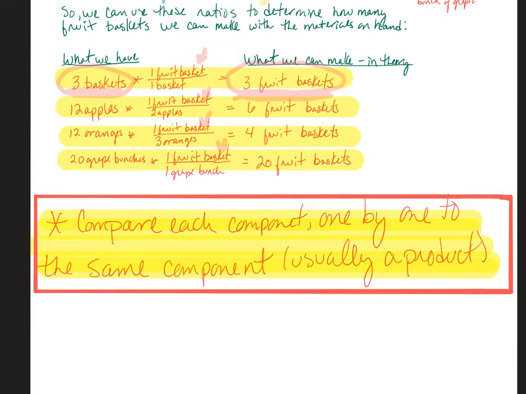That's the least amount of something that we had as a product. And so that means our limiting reagent was the number of baskets. So our theoretical yield in this case would be 3 fruit baskets. But you have to compare everything to the same thing. So in this case, we did it to the fruit basket. So let's apply that as we move forward.